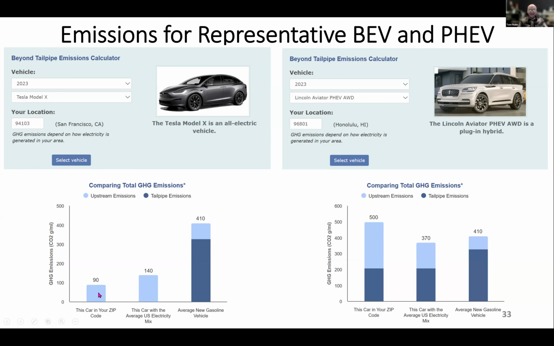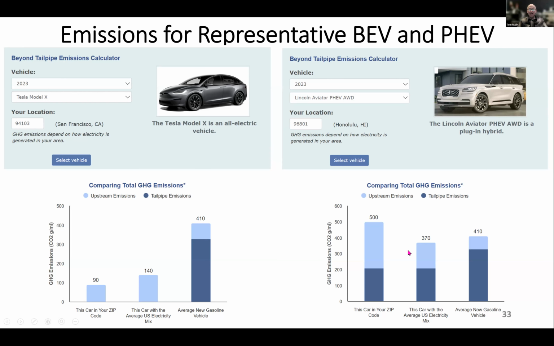But in San Francisco, there is still an impact. So 90 to 410, that's the impact. So it's a little less than 25% of the impact, even in San Francisco.